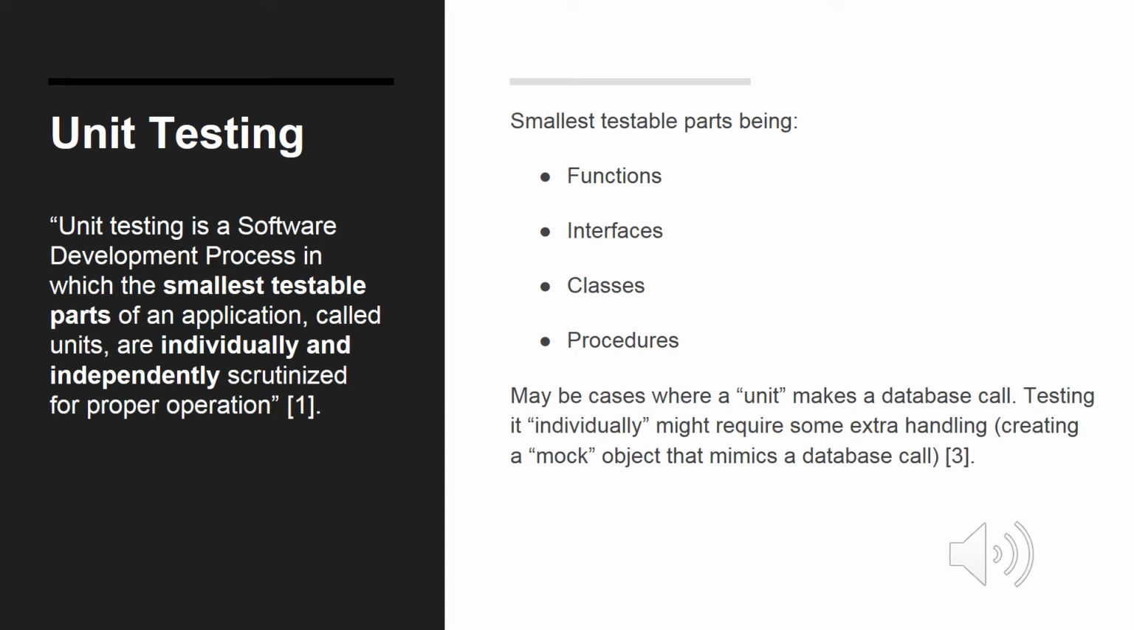So let's say we have a class, and that class makes a database call. Then to ensure that that class is working properly, it depends on the database to work correctly as well, because it makes a call to that database. And so in this case, testing the class individually might require some extra handling. We might need to, for instance, create a quote-unquote mock object that mimics how the database works in the specific scenario, and then test the unit with the mock object.